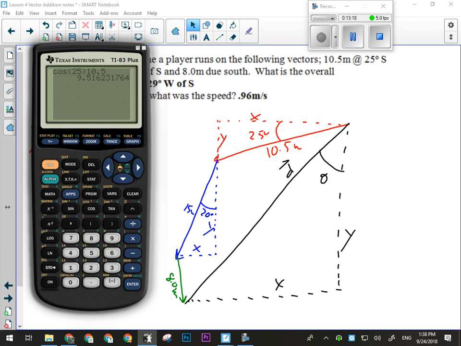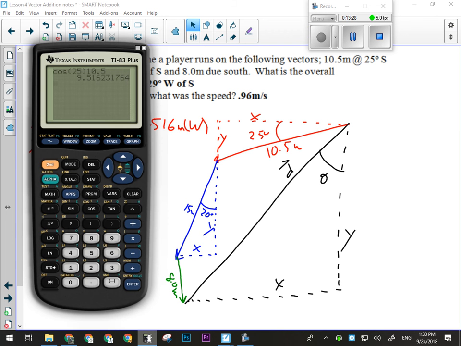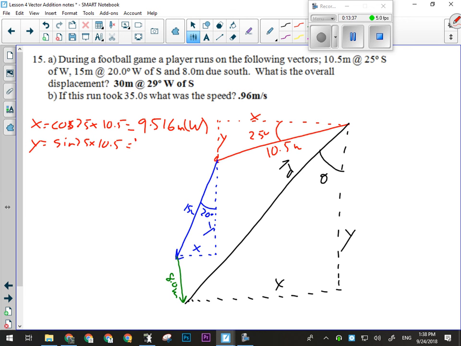Okay, so we got 9.516 meters, and that is west. Okay, and then sine of 25 times 10.5 is 4.437 meters south. Then we have the blue triangle.